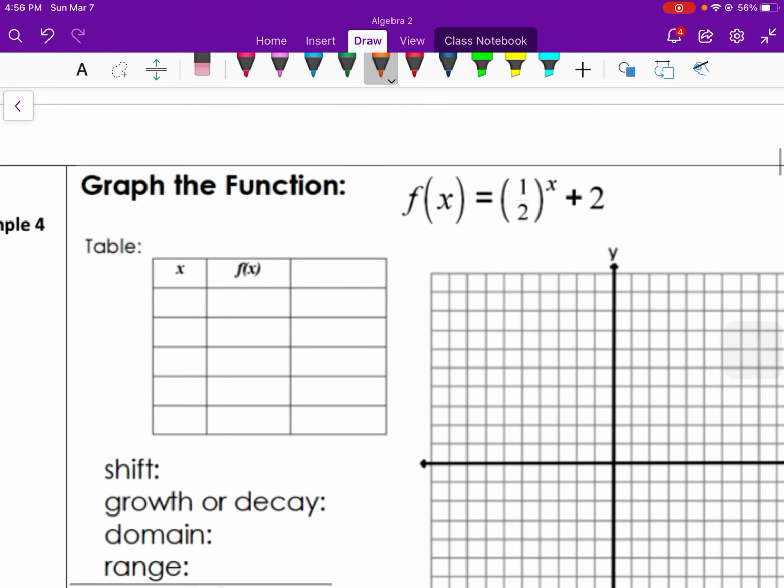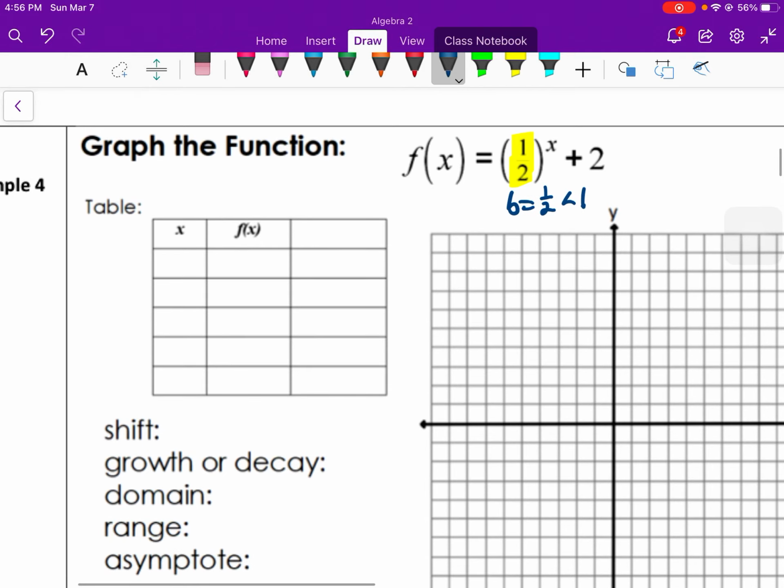Okay, now we do have a shift, and also b is less than 1. B is this value, so b equals 1/2, which is less than 1. Because it is less than 1, that implies decay. So it's going to start up here because it's also positive and slowly approach our line. And our shift, there's no h associated to x. And just like with our square roots or cubed roots, our k value, the sign will stay the same.